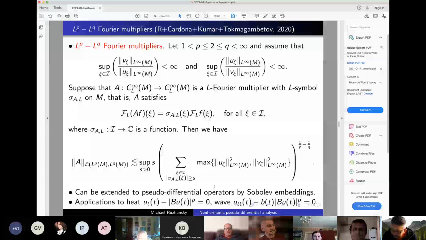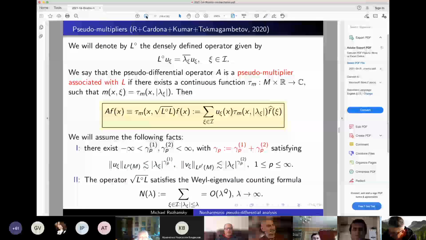And we can extend this to pseudo-differential operators because we also have Sobolev embeddings in this setting, and we can also apply this to some nonlinear PDE, which I will not talk about here. But basically, we have the L^p-L^q multiplier theorem, and then also we have the L^p-L^p multiplier theorem, like the Mikhlin-Hörmander theorem.